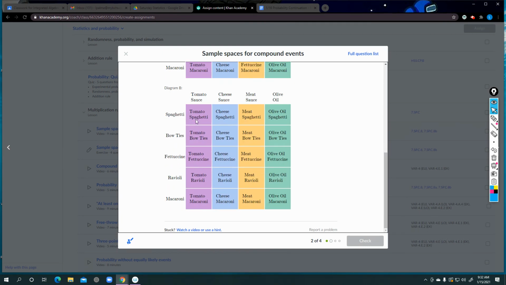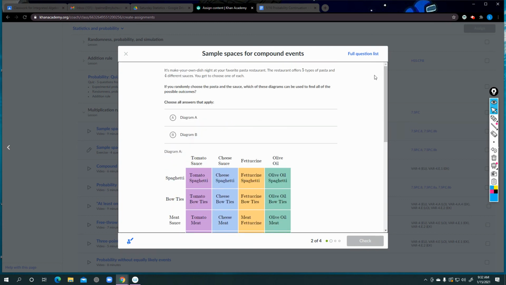Let's see, diagram B. We have spaghetti, bow ties, fettuccine, ravioli, and macaroni. Those are all 5 pastas, and then tomato sauce, cheese sauce, meat sauce, and olive oil. Those are your types of sauces. So if we put them all together, this would be the diagram that we would want to indicate for our compound events to create a correct sample space. So diagram B.